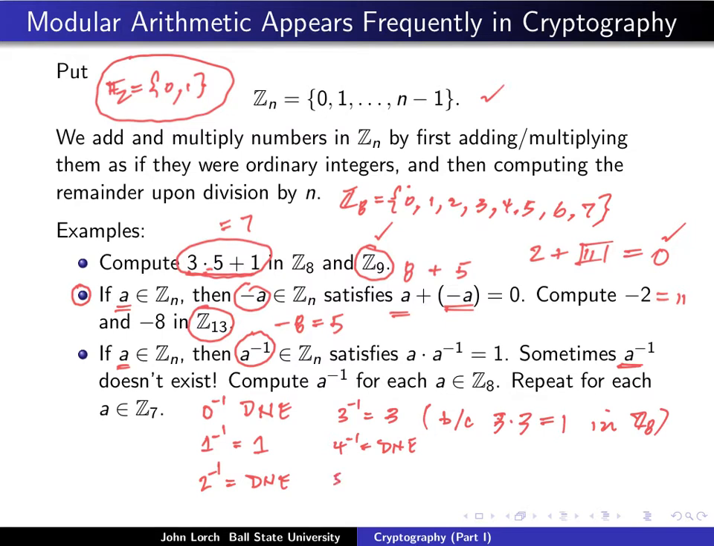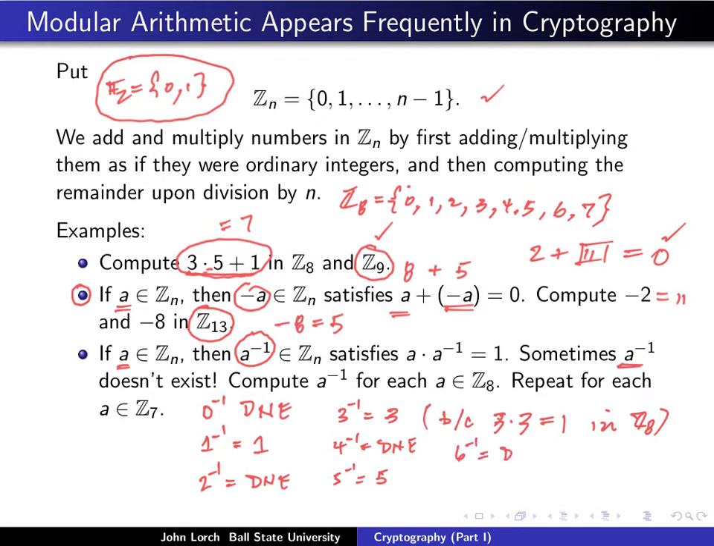5 inverse. Okay. Well, you start off with 5 times 1, 5 times 2, 5 times 3, 5 times 4. 5 times 5 is 25, which is 1 more than a multiple of 8. So 5 is its own inverse. 6 inverse will not exist.